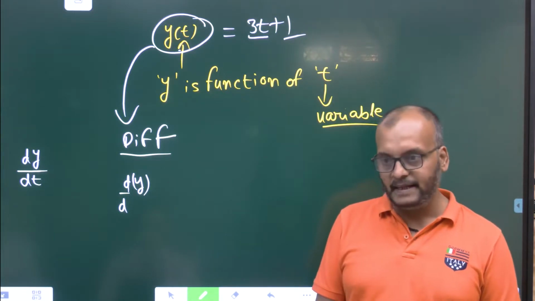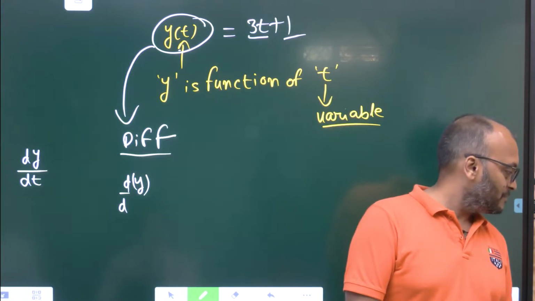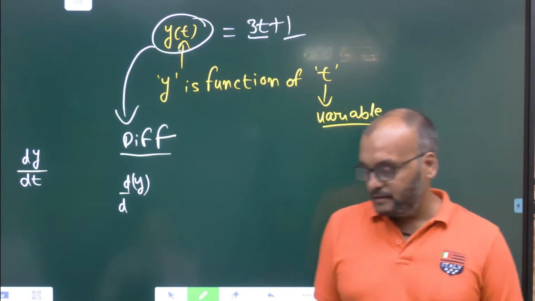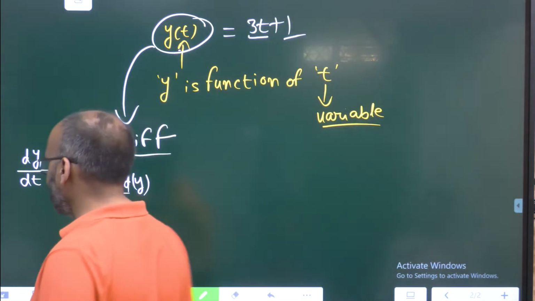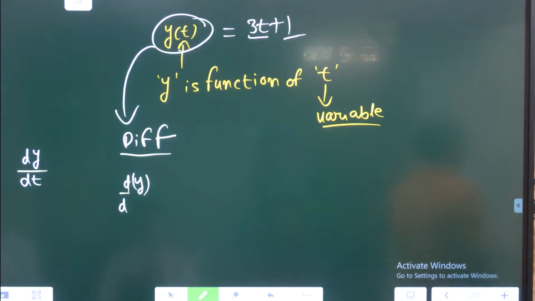Everyone clear? Very basic thing. If you want, please note it. Then we will move on to some general formulas, and I will solve a few questions to show you how to differentiate.